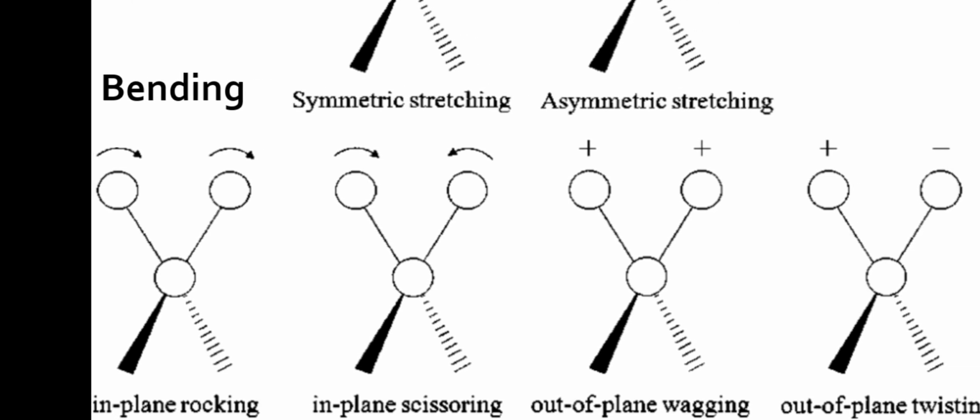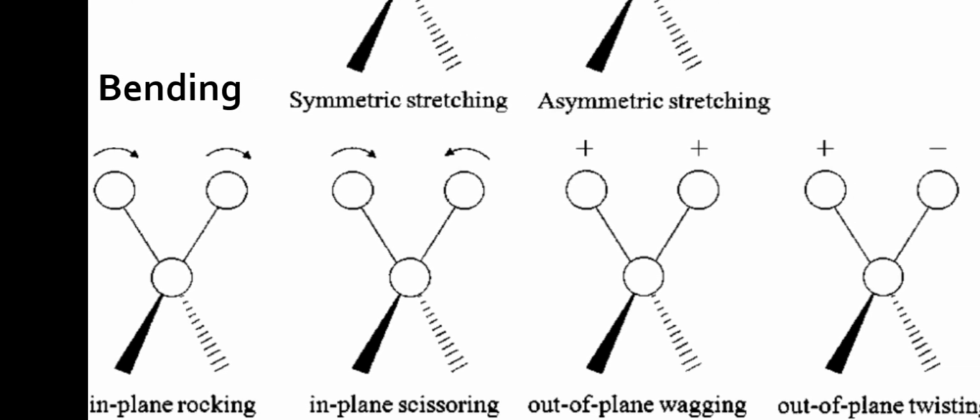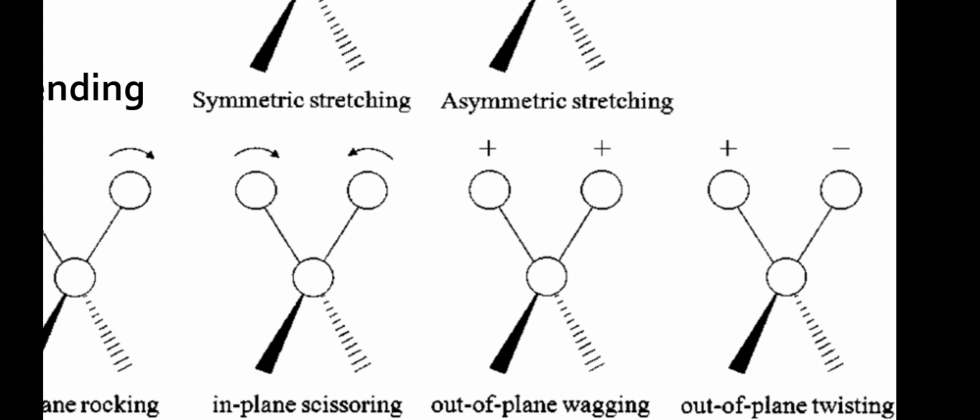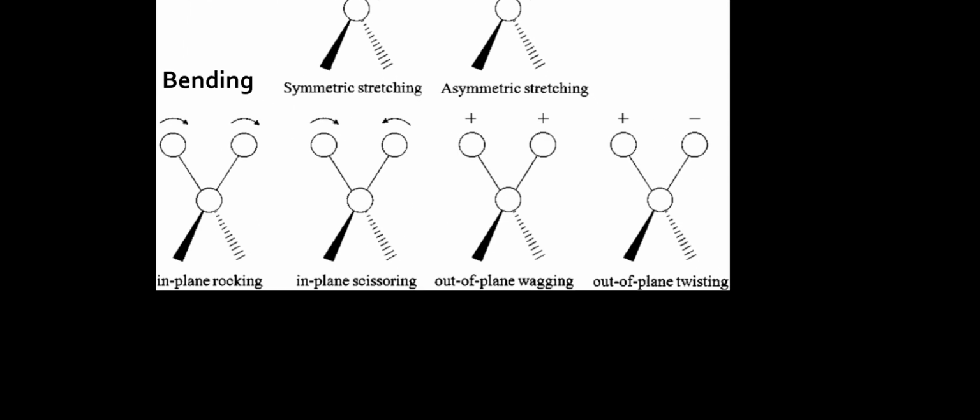Third type of bending vibration is wagging. Wagging means when both the atoms move away or move closer to each other simultaneously and the bond angle increases or decreases. Now, out-of-plane twisting is the fourth type of bending vibration, which occurs when one atom doesn't show any type of change. As you can see, there is a negative on one atom, which means that it doesn't show any movement, and there is a positive on one atom, which means that it shows a movement which increases or decreases the bond angle.